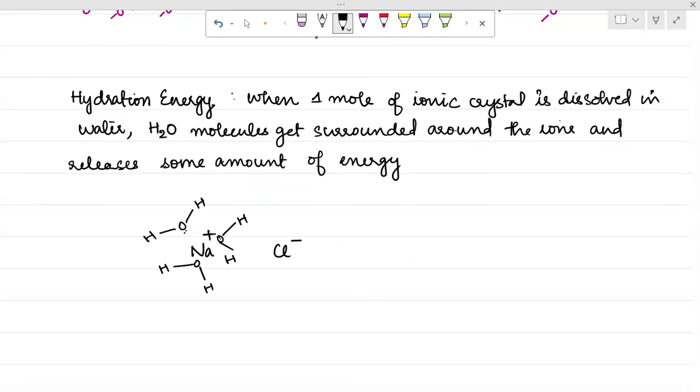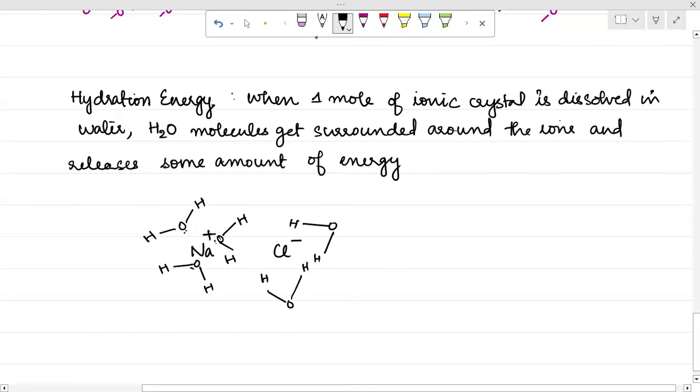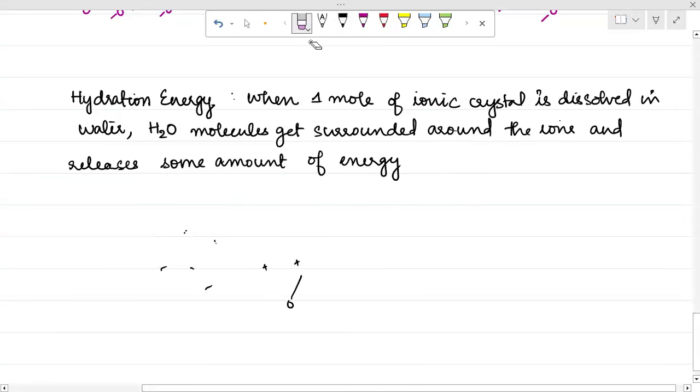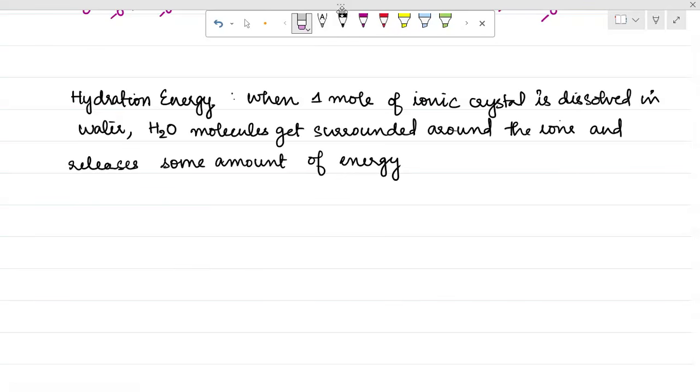Okay, why? Because oxygen is partially negative. And Cl plus will be surrounded by H2O like this, because hydrogens are partially positive. So there would be a formation of a solvent cage. And as the formation of the solvent cage happens, there is some amount of energy which is released. And that energy which is released is called hydration energy.